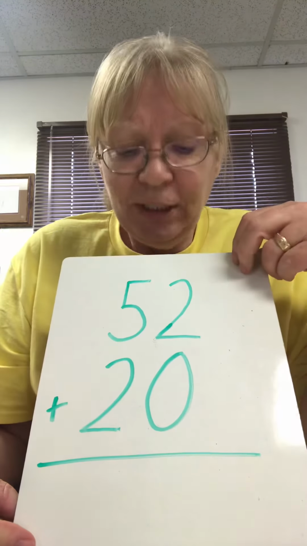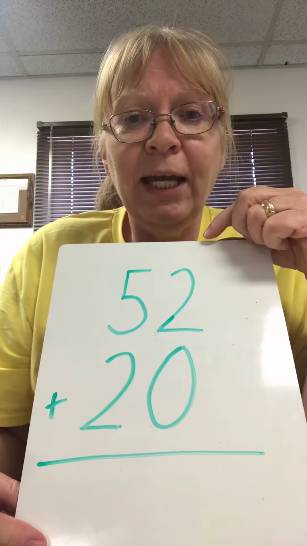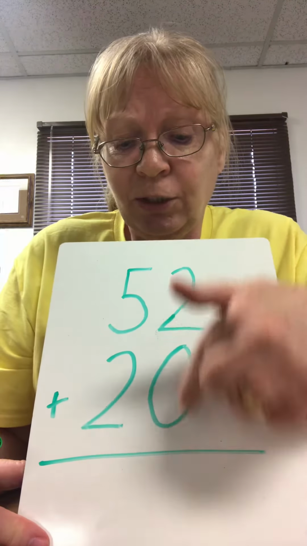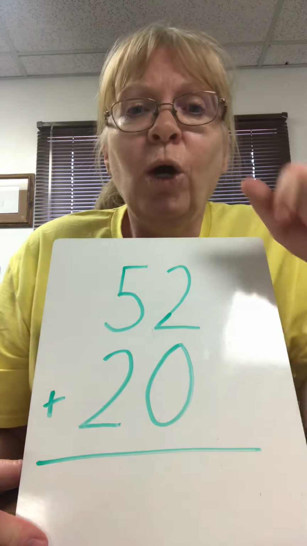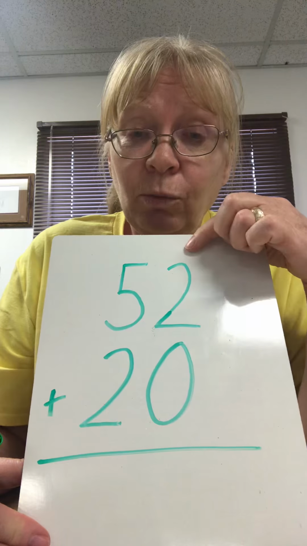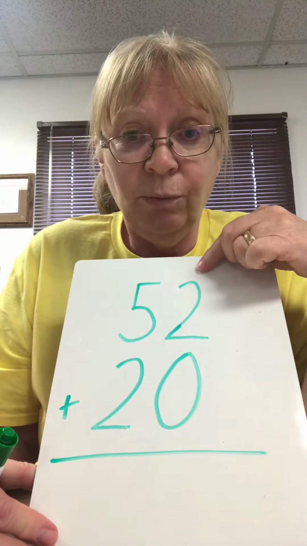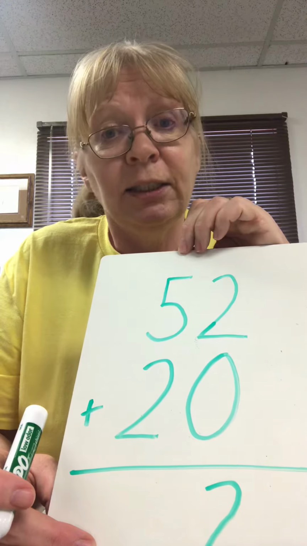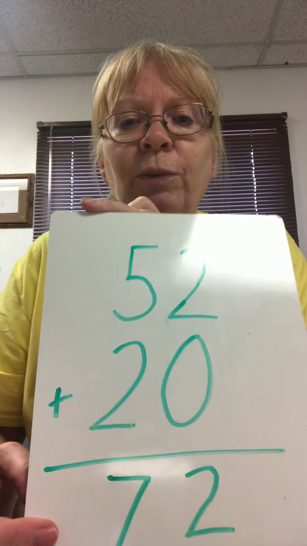One thing we have to remember is that when we're adding numbers that have more than just the ones place, like these are in the ones, these are in the tens, we always start in the ones place, which is on the right side. So we have 2 plus 0. 2 plus 0 is 2. And then 5 plus 2 is 7. So 52 plus 20 is 72.